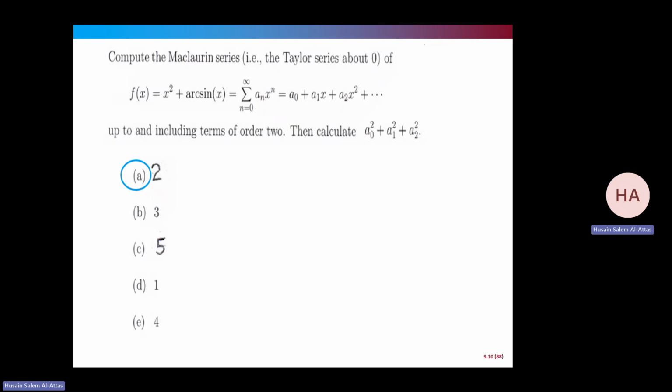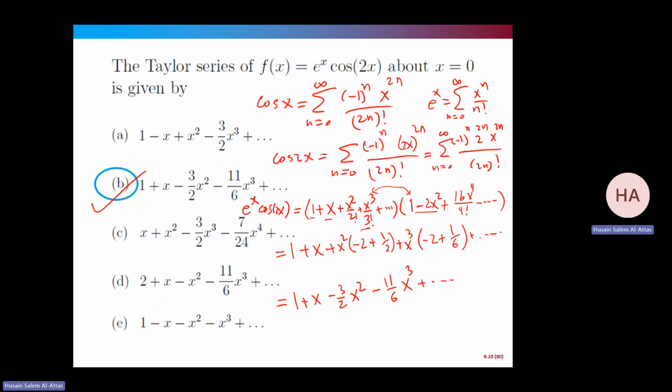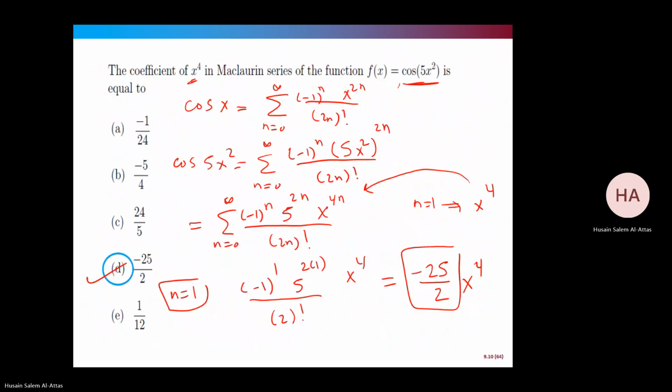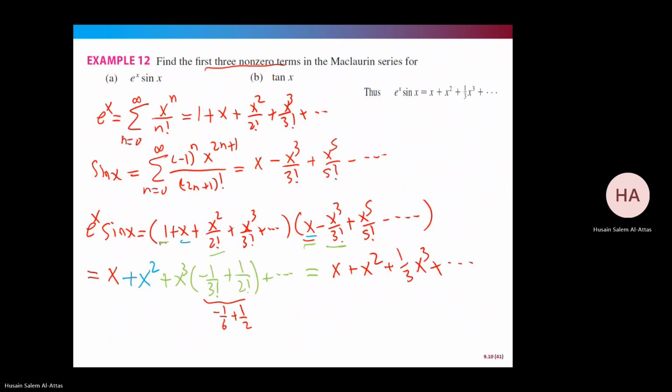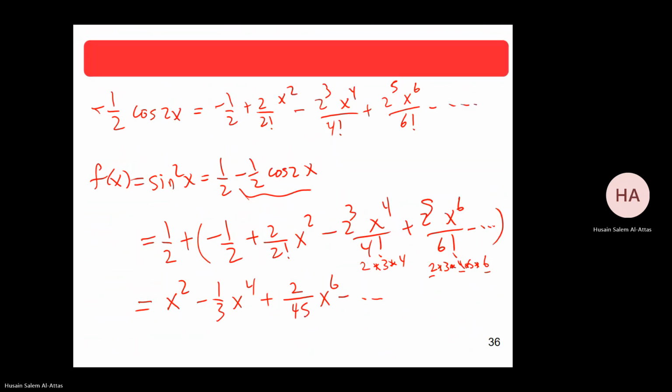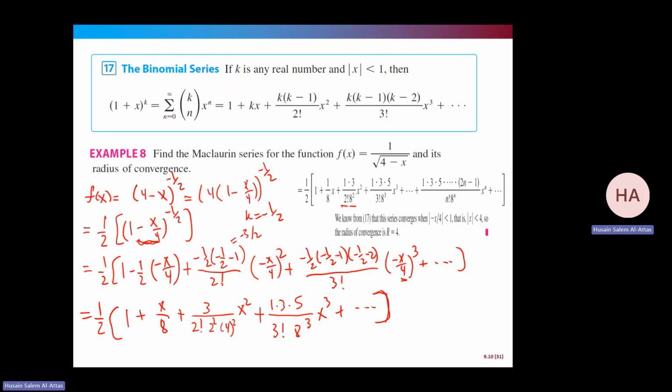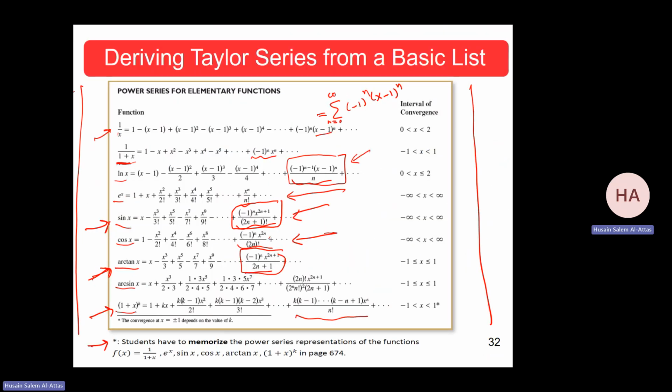Compute the Maclaurin series of x squared plus arc sine of x. Arc sine of x. Okay, then let me check arc sine of x. Yeah, that will be arc sine of x. Arc sine of x gives me these complicated things. I don't care about that. I care about this. I have x plus x cubed. Actually, I need it up to x squared.